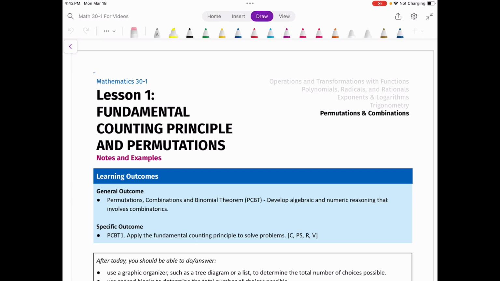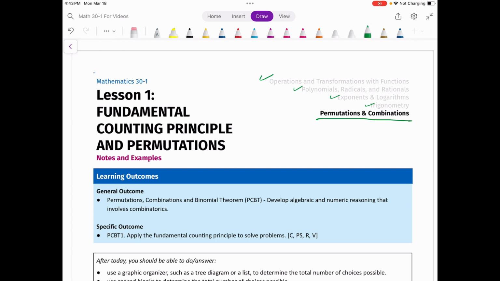Alrighty, folks, so can you believe it? We are now starting the final unit of Math 30-1. So 4 down, 1 to go. Okay, it's called Permutations and Combinations.